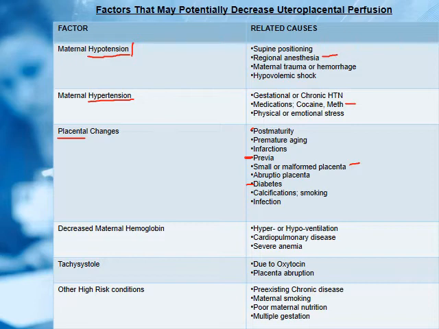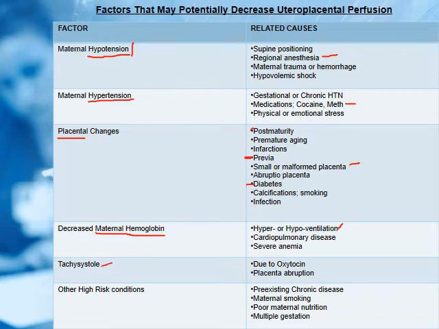A decrease in the mom's hemoglobin, anything that makes her at risk for low oxygen is going to make the baby at risk for low oxygen. So whether it be due to her having rapid breathing, that actually will happen if they get hyperventilating. Of course, cardiopulmonary disease would affect that, and severe anemia. So that's another reason we do lab work on admission to labor and delivery.